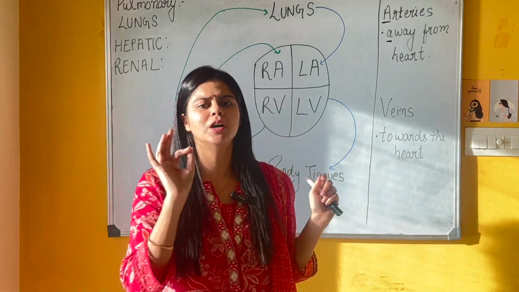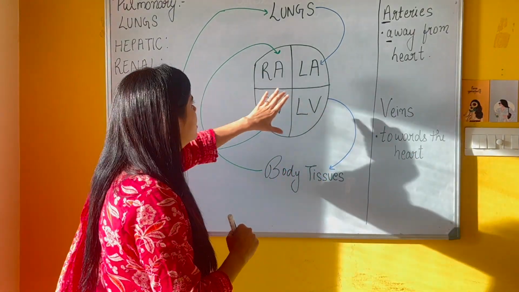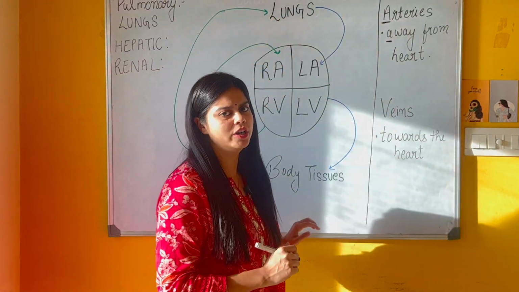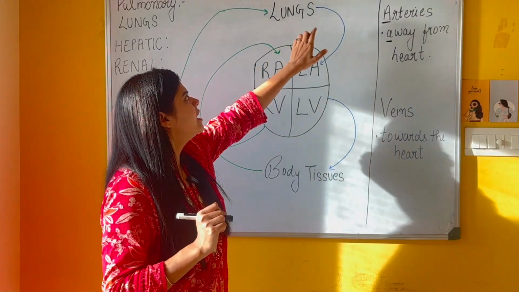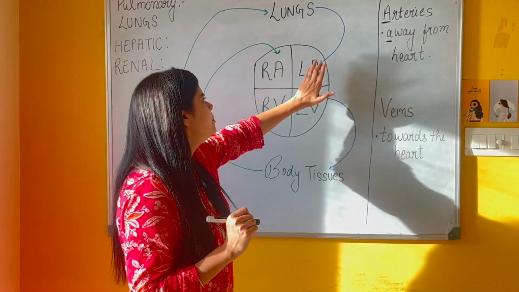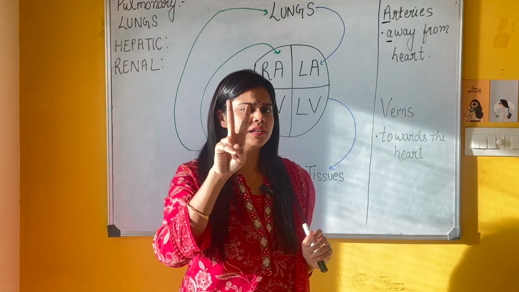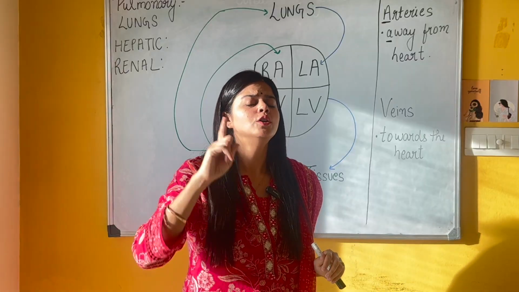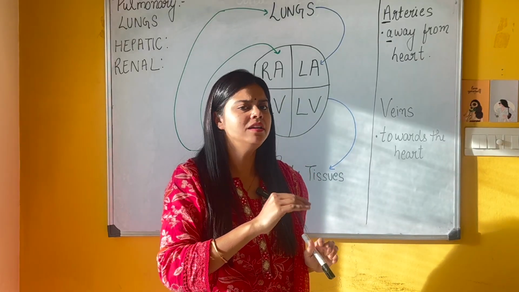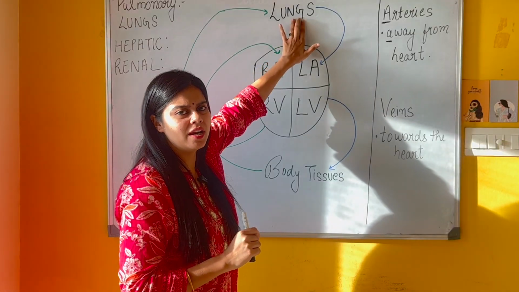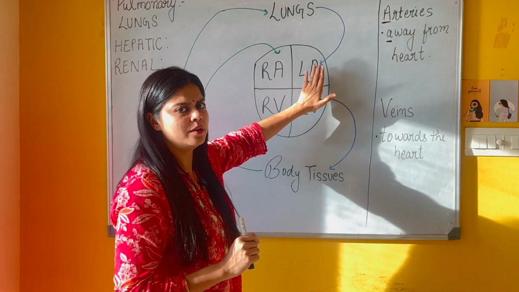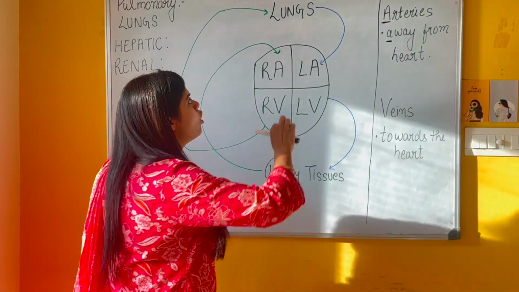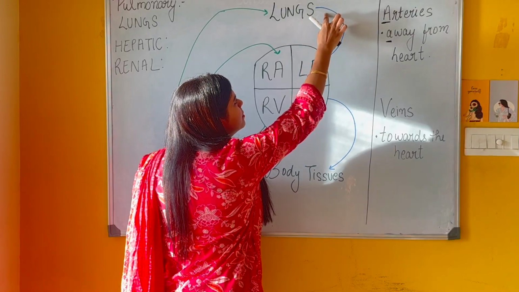Now look at the diagram for double circulation in your body. The 4 chambers: left auricle, left ventricle, right auricle, right ventricle, lungs and body tissue. Oxygenated blood from the lungs will come to which side of the heart? There are 2 sides of the heart, left side and right side. Left side. Which chamber on the left side? Left auricle.